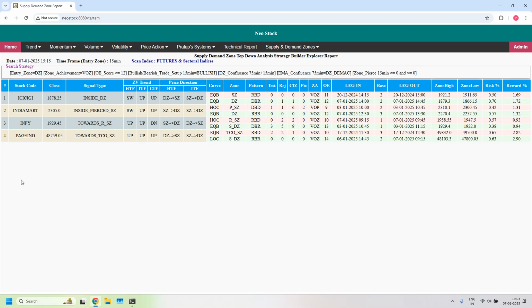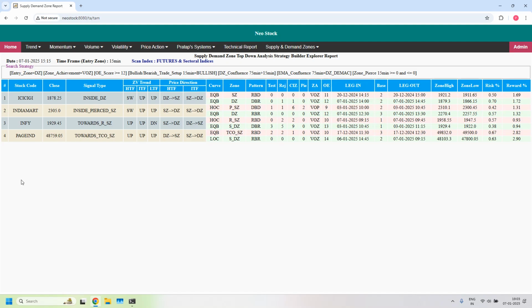Apart from that, see, high probability means you cannot expect 100% success rate for these stocks. Some may fail, but the probability of getting success, if suppose earlier it is 50-50 chances, now maybe the chances are increased to 60 or 65, something like that. Always you have to bear the risk. You should not forget that point.